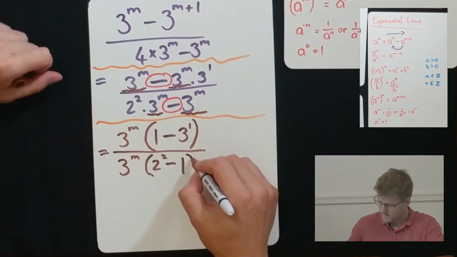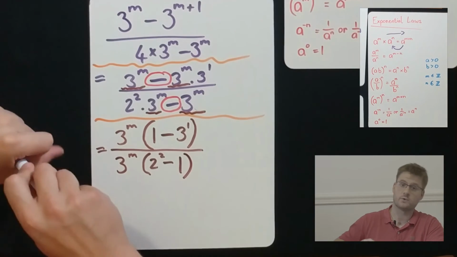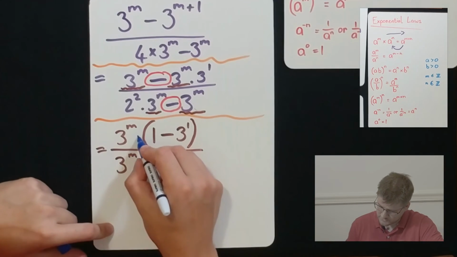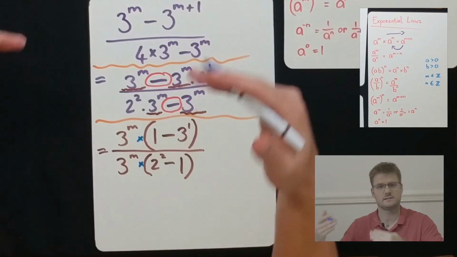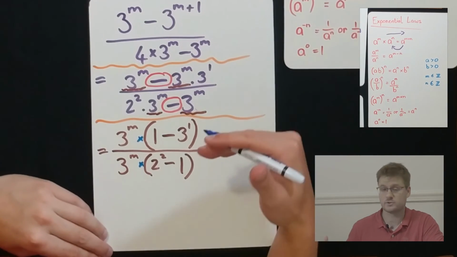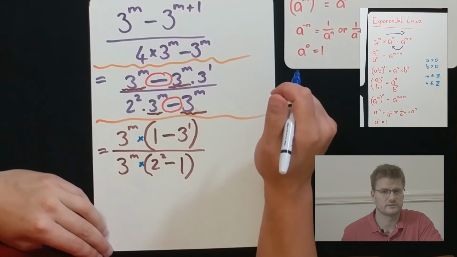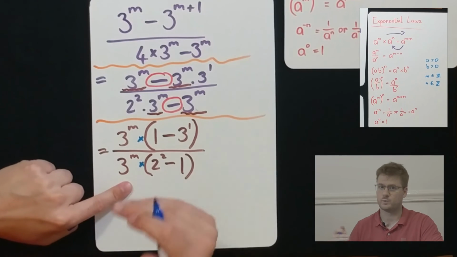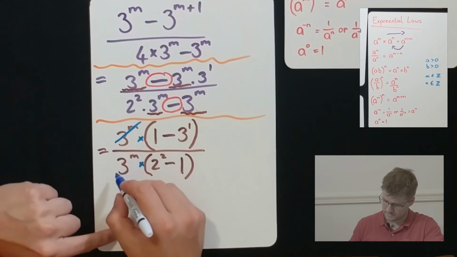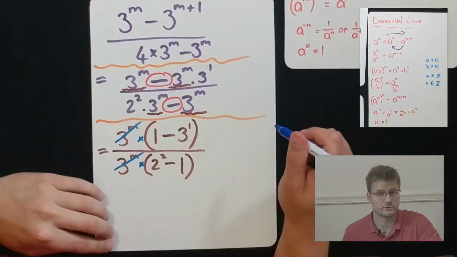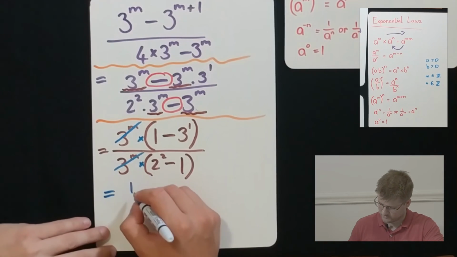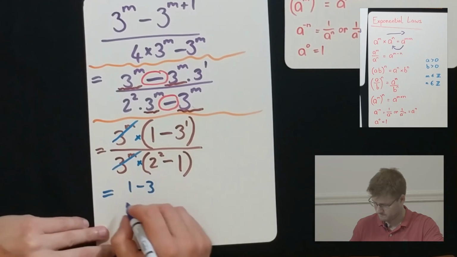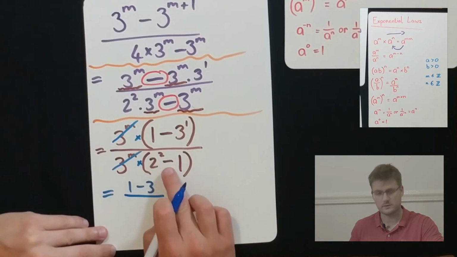Now that we have completed our factorization step, all that's left is to simplify. Because these are multiplied, we can cancel out the top and the bottom of the fraction. We couldn't do it before because we had those subtractions in there, and that's why we had to factorize. But now that those are all multiplied, we can just cancel top and bottom. So this 3 to the m is going to cancel out with that 3 to the m into nothing. And what we are left with is 1 minus 3, because 3 to the power of 1 is just 3, divided by 2 squared minus 1.